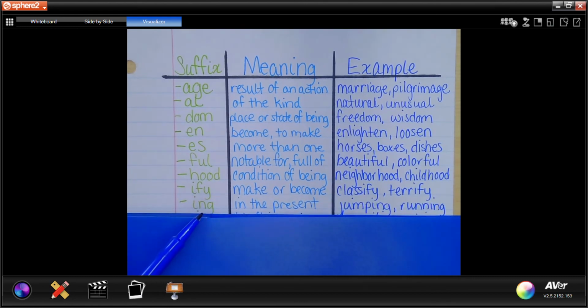Ing is the next suffix, which means in the present. One example of the ing suffix is jumping. Jumping is the present form of jump. Another example is running. Running is the present form of run.